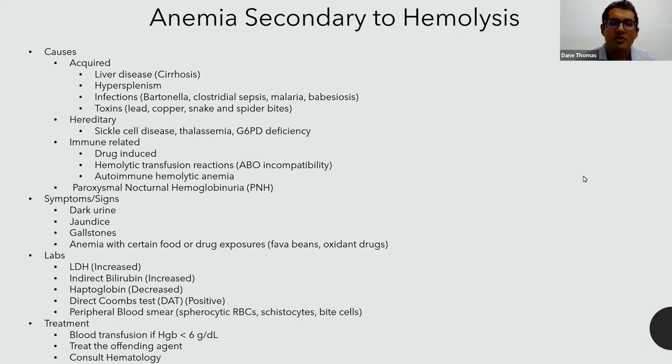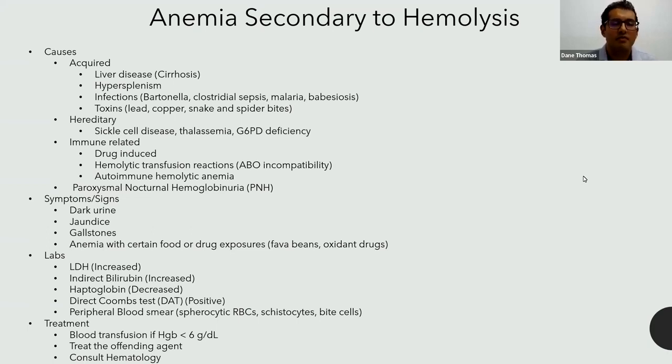It also could result from immune-related processes, from ingestion of certain drugs, hemolytic transfusion reactions, and autoimmune hemolytic anemia. And lastly, as mentioned previously, paroxysmal nocturnal hemoglobinuria can cause hemolysis as well. Signs or symptoms of hemolysis include dark urine, jaundice, gallstones, and anemia with certain foods or drug exposures such as faba beans and oxidant drugs.